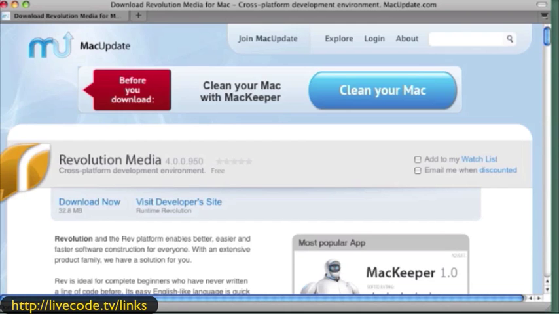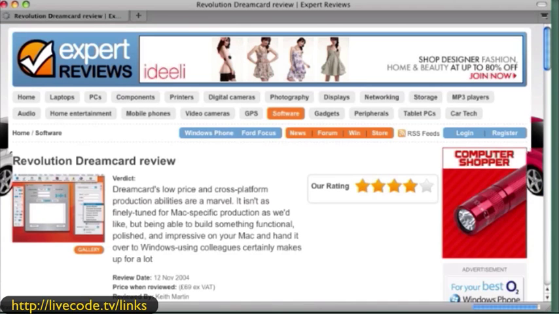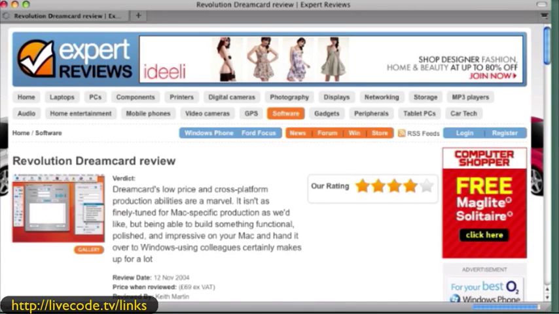And I'm going to go to the last little bit of history here. Revolution Dream Card Review. Dream Card is another one of those that we don't have these days, but the people in education really do focus on these because this is what they're using today in the elementary schools and their computer labs. This is what they have to deal with because they've gotten the software. They don't have the money to keep upgrading into Livecode and iOS.